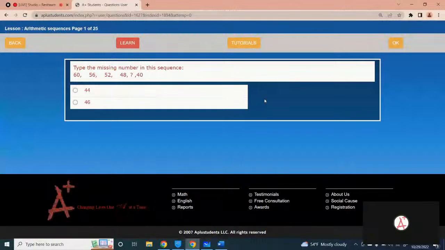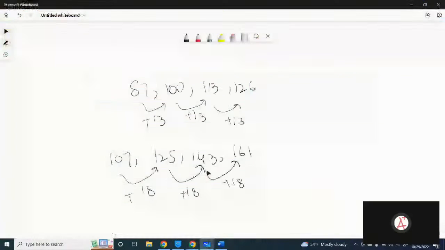Let me write it down on the board. Okay, it is 60, 56, 52, 48, the missing number, and 40. Okay, they are arithmetic. That means they have a common difference. Got it? So 60, subtract which number is 56? 60 minus 4 is 56.